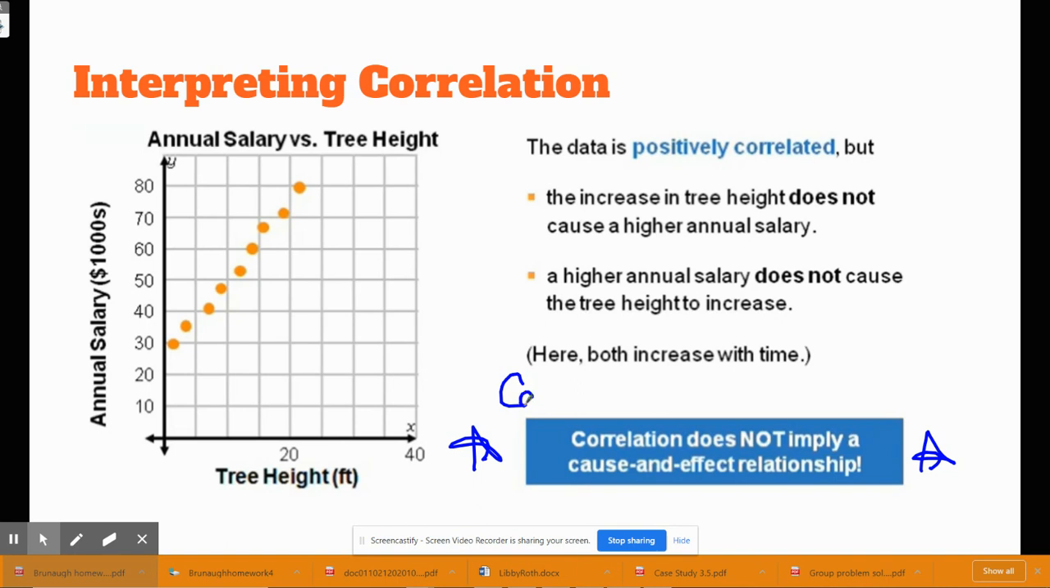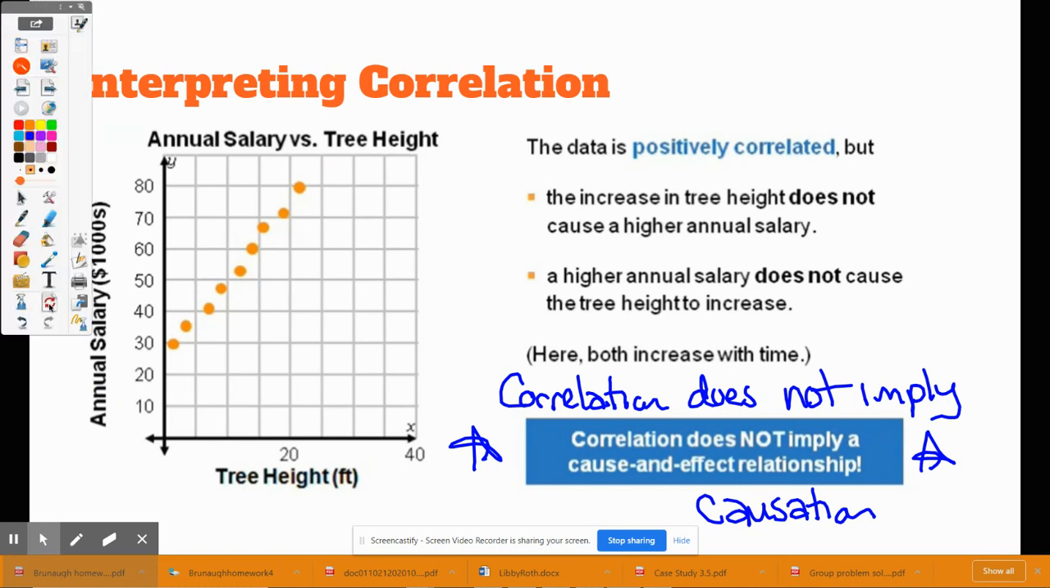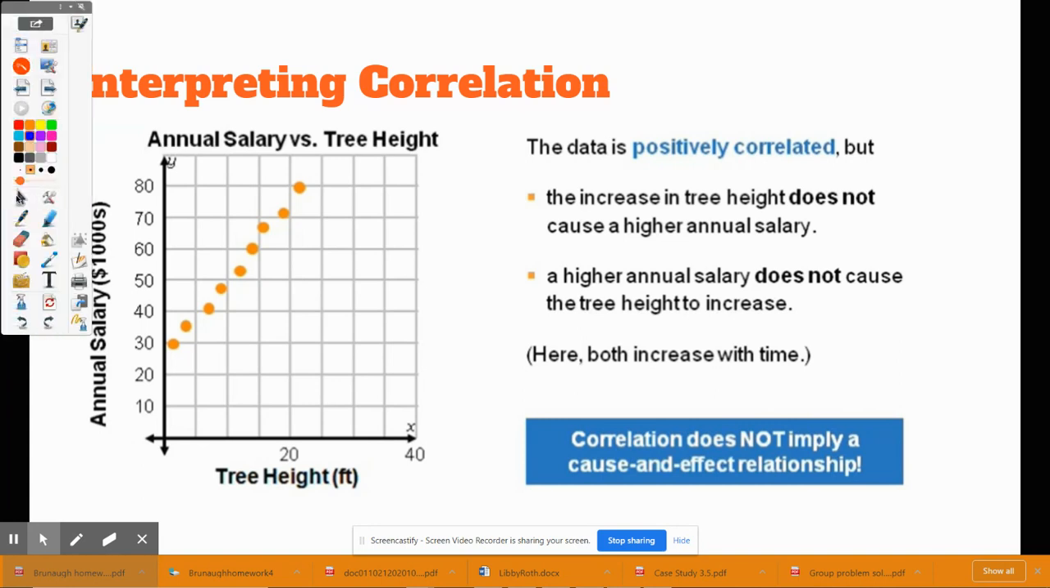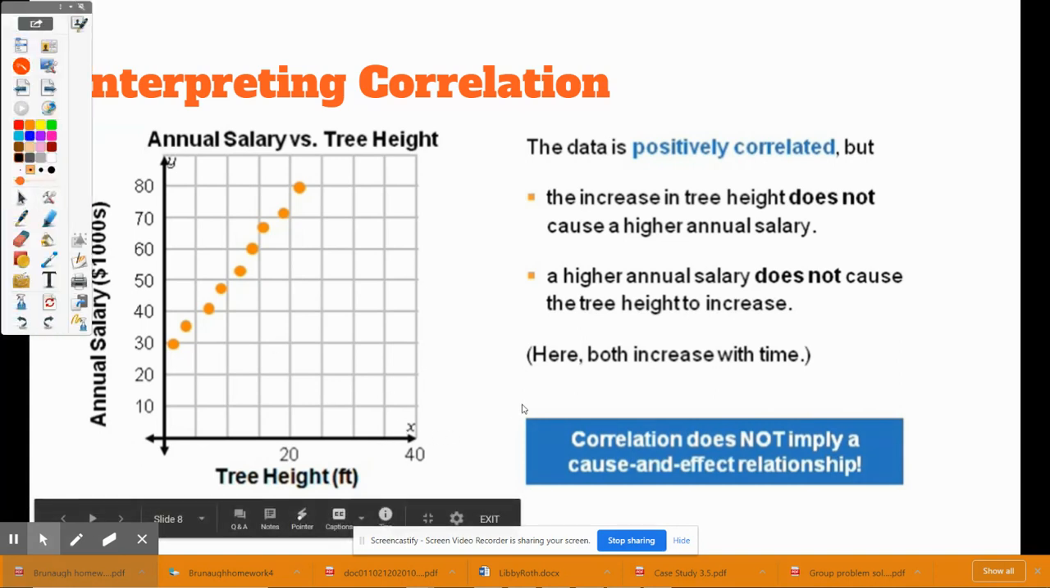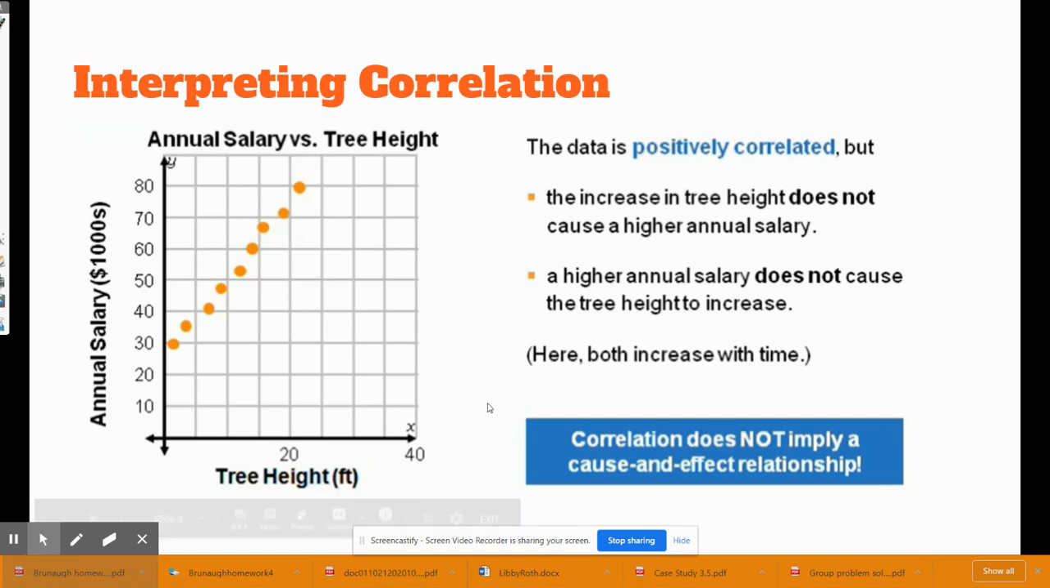Probably some of you have heard the saying, correlation does not imply causation. One does not cause the other, but simply there is a trend when you look at the two graphed together, but they definitely are not causing that. So you cannot assume anything based on the data. You can make some predictions potentially, but you can't assume that you know background information.